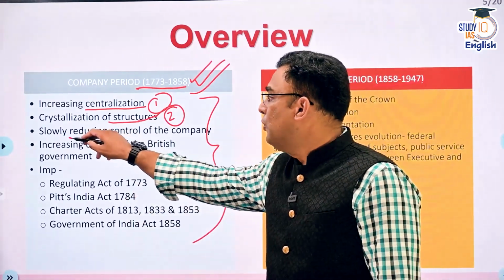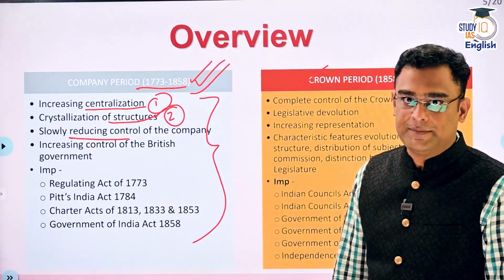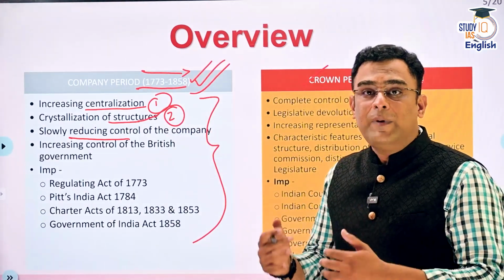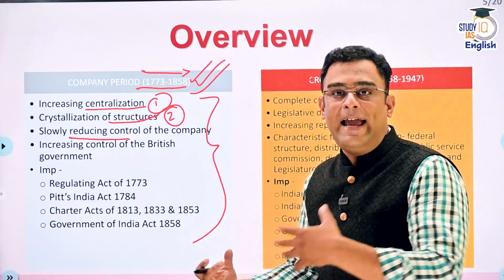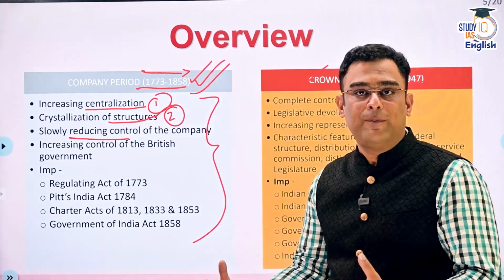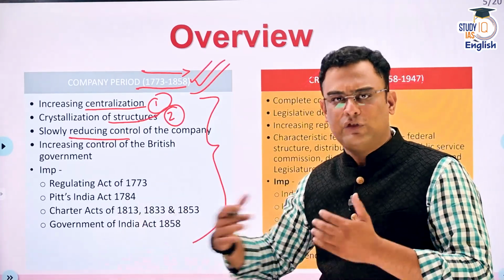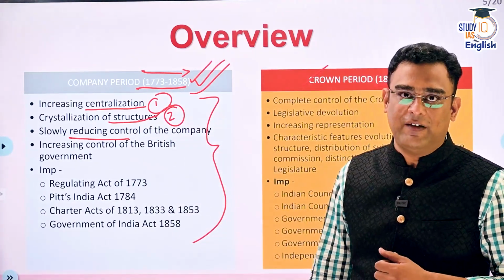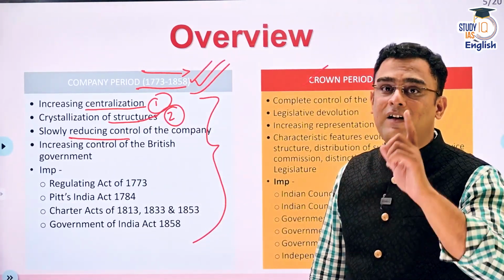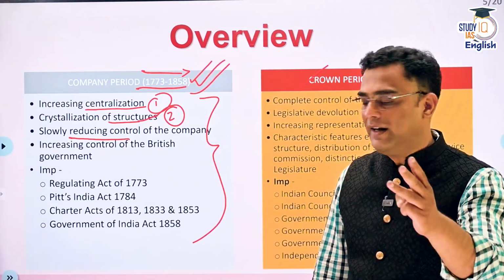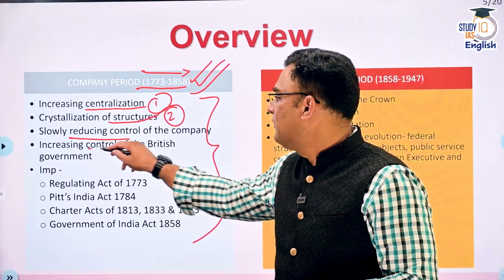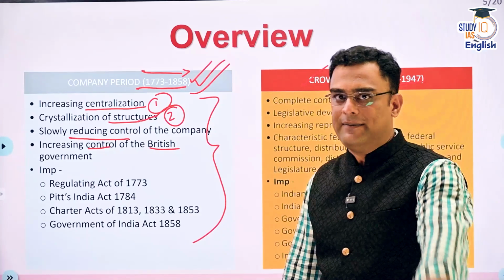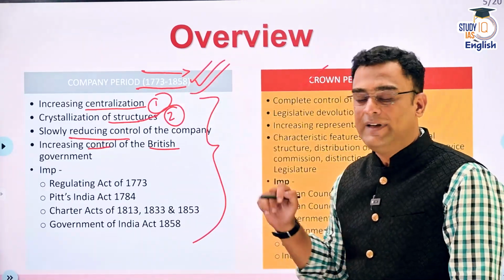Third, slowly reducing control of the company. Now, as we advance from year to year, the company's control starts to loosen and the control of the British government, the parliament, starts to increase slowly, steadily, and the final flourish will come after revolt of 1857. So remember this point, losing control of company is the third trend. And the corollary of that is increasing control of British government. They are two sides of the same coin. So remember these 3 points for the company period.